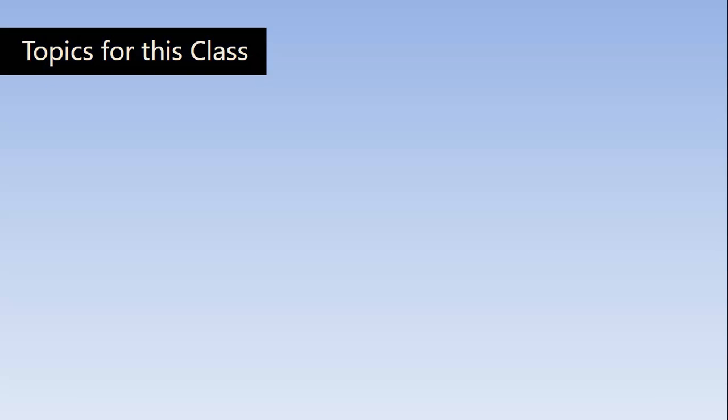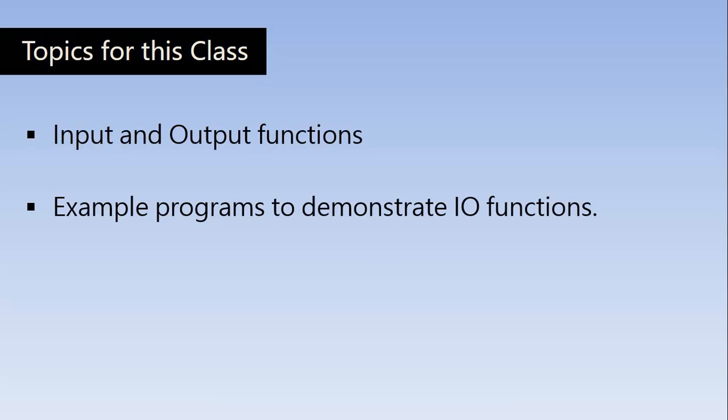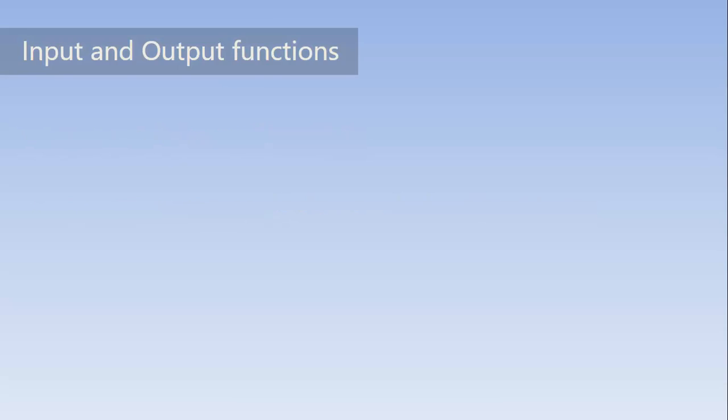So friends, in this class we'll learn the very important topics: input and output functions and some example programs to perform them. C provides various types of IO functions to perform input and output operations in the program. These IO functions are contained in the standard C library and they are built in. That means we don't need to write the programs or functions for input and output operations. Rather, we just call those functions by their names to access them.